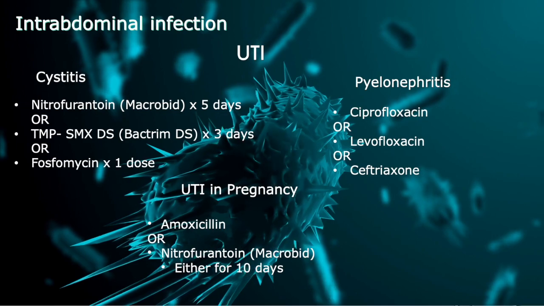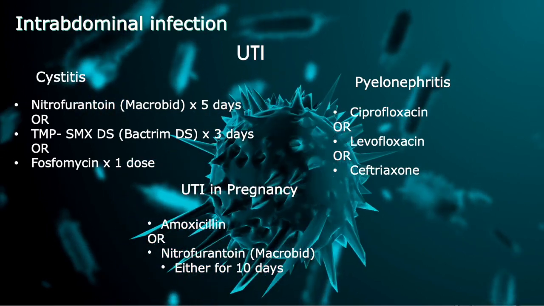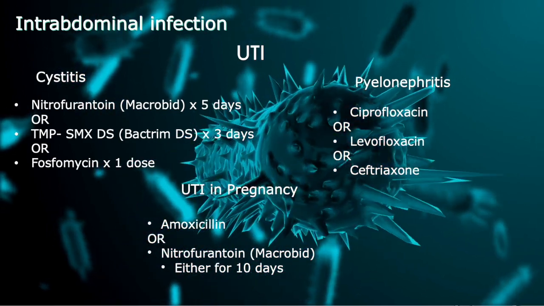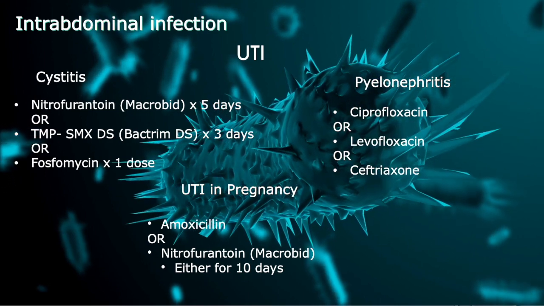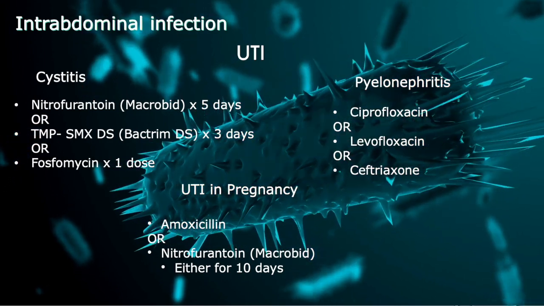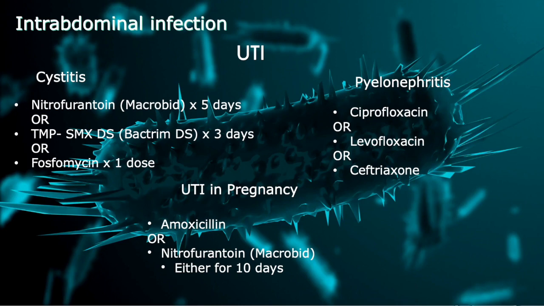It is unavoidable to get a UTI question on the boards. Here it is. If there is cystitis, you want to give Macrobid times 5 days, or Bactrim times 3 days, or fosfomycin times 1 dose. That's my favorite, by the way.